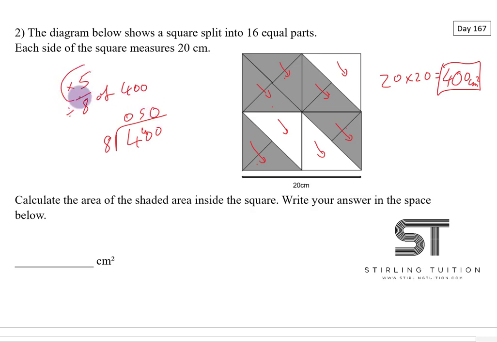And then we do the times by the top. So 50 times 5, because we need 5/8. 5 times 5 is 25, and then add the 0. So the area of the shaded part here will be 250 centimeters squared. So splitting it into the different sections and then finding the fraction of the shape that is shaded from the total area, I think is the easiest way to do that.